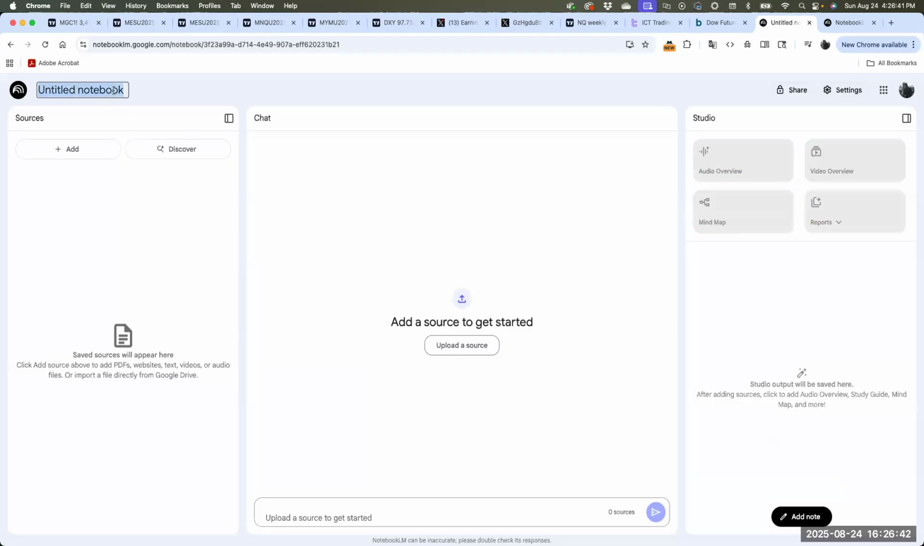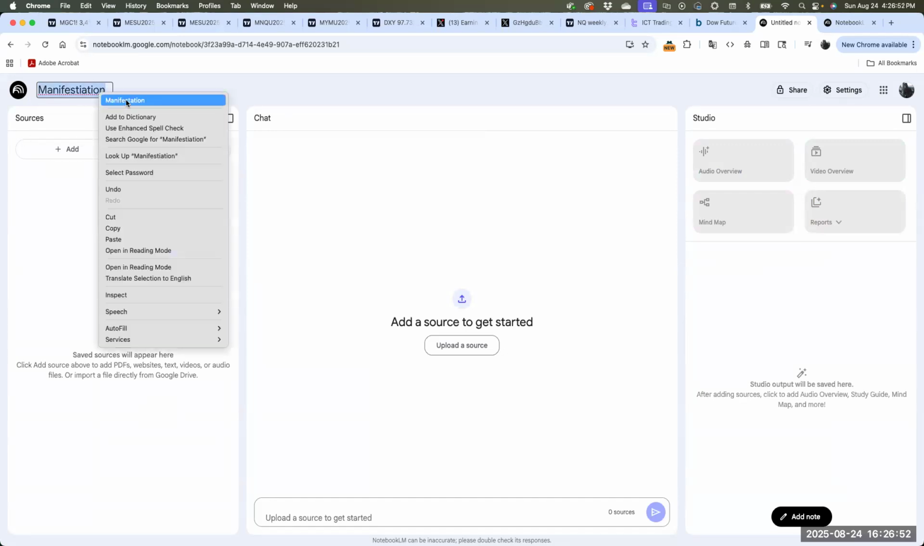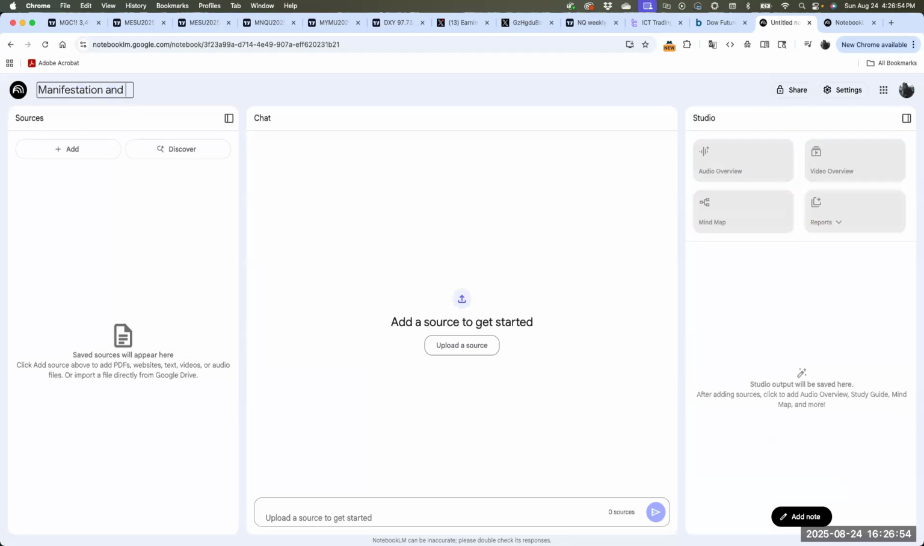We can change this to manifestation. I can't spell, shoot, that's why I'm in accounting. Manifestation and asking the universe to give.